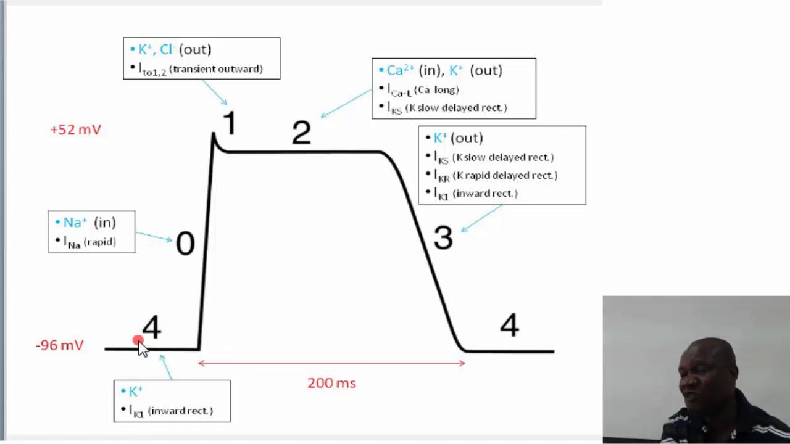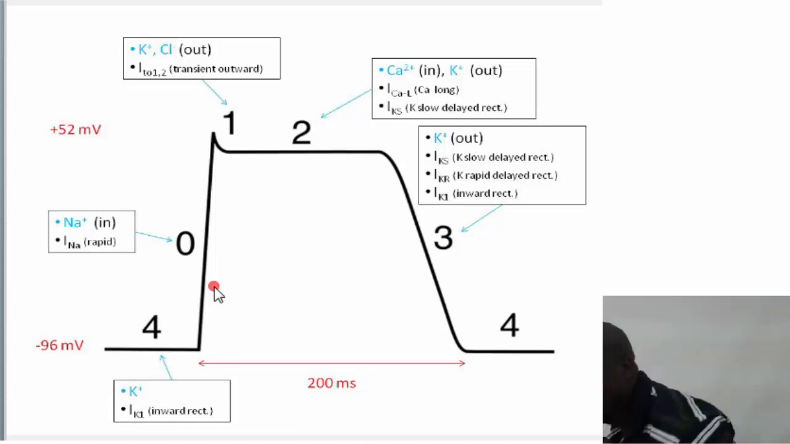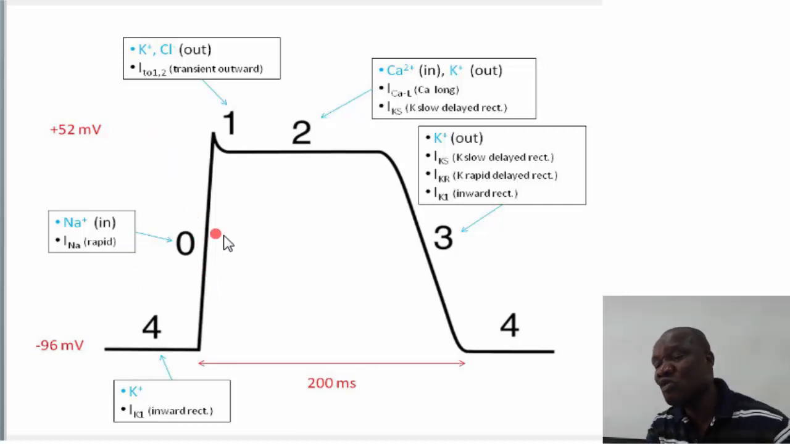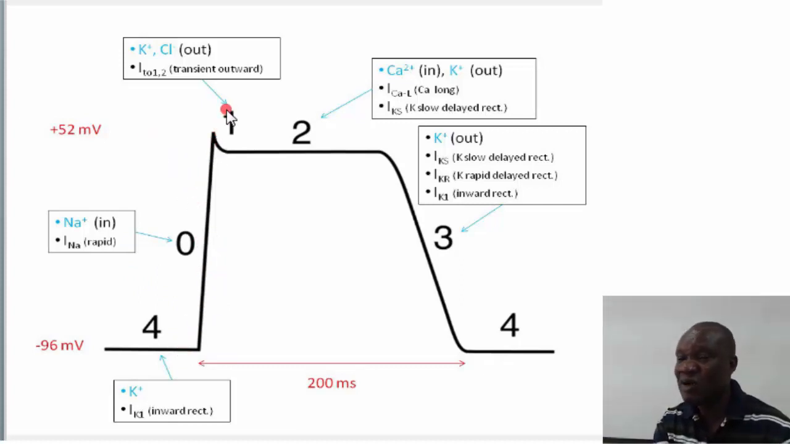It has four phases, and these are what bring about the phases. Phase 0, that is the rapid depolarization, is due to rapid influx of sodium ions, just like in the neuron. Voltage-gated sodium channels will open and sodium will move into the cell, and this will cause the depolarization. Then we have an initial repolarization, where we would have chloride ions moving out and potassium ions moving out.